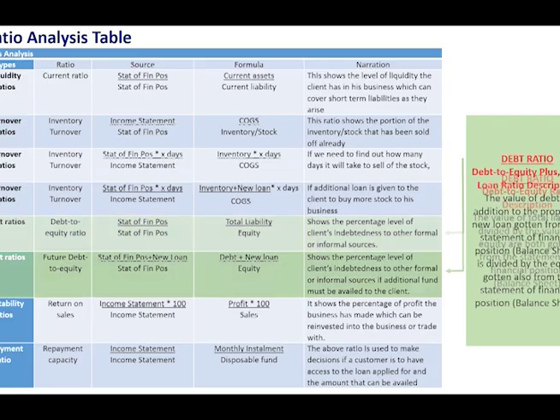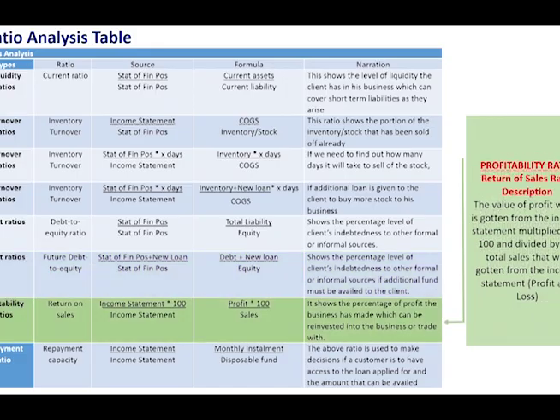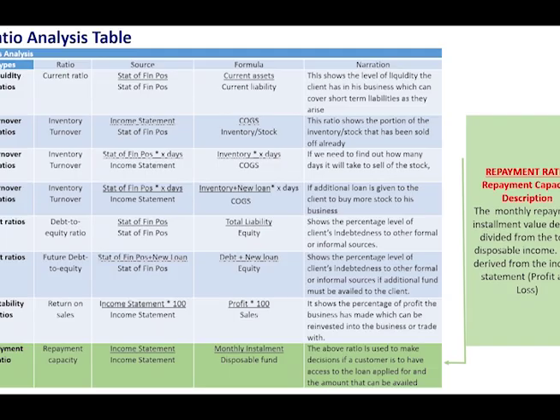The debt ratio still has an arm where we determine an additional debt added to the current loan position. This is known as the future debt to equity ratio. This is the value of debt in addition to the proposed new loan, gotten from the balance sheet, divided by equity, gotten also from the balance sheet. Our next discussion is on profitability ratio. It shows the value of profit, which is gotten from the profit and loss statement, multiplied by 100 and divided by the total sales that were gotten from the profit and loss. Finally, here, we look at the repayment ratio. This is the monthly repayment installment value divided by the total disposable income, both derived from the profit and loss statement.